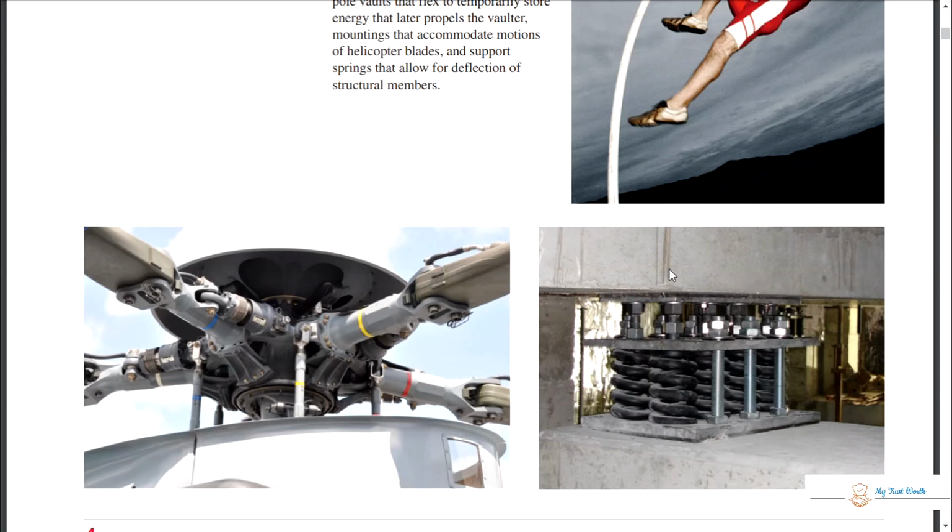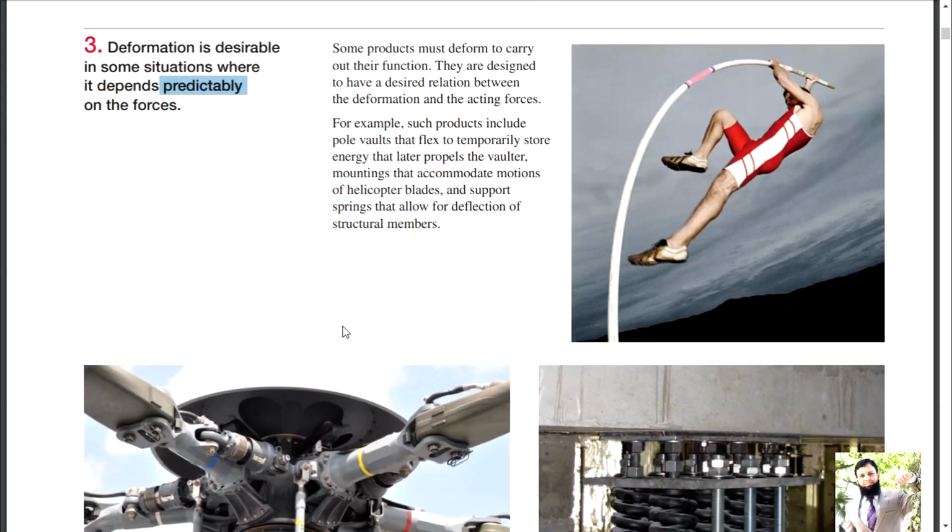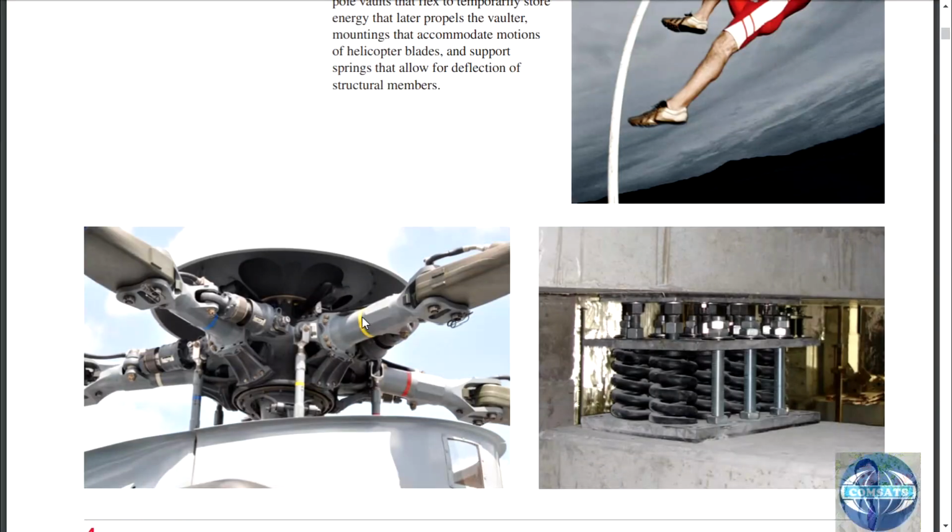This might be your girder, and at the end they are provided. This is a helicopter and its blades. Aerodynamic forces are applied on these blades, and we allow deflection. Otherwise, without deflection, you cannot carry out that fundamental principle of aircraft, that is to fly. And this might be due to earthquake effects, base isolation.